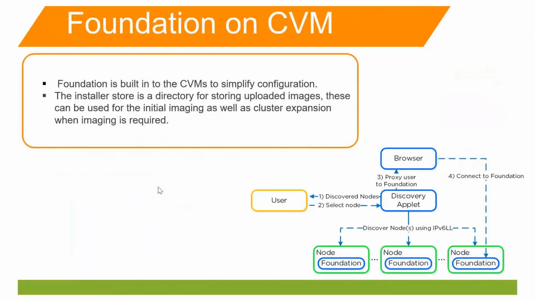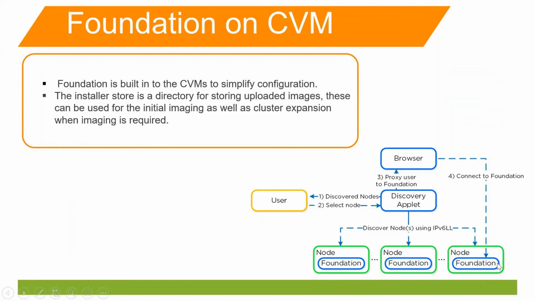Then CVM Foundation. You have a discovery applet. From the browser you are running the discovery Java applet. It discovers the nodes using the IPv6 link local. LL means link local. It is the same process in every CVM. Every node has a CVM, and in every CVM you have a Foundation service. This Java applet discovers the nodes and tries to get the Foundation page using the browser. Take the Foundation CVM IP and then connect to Foundation.